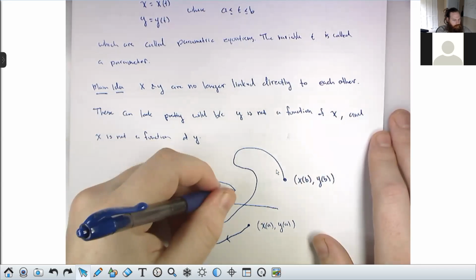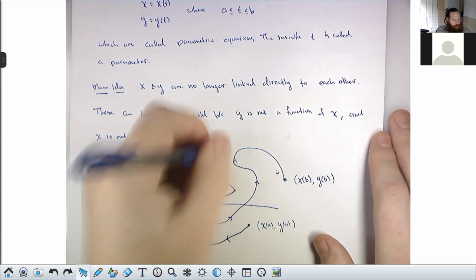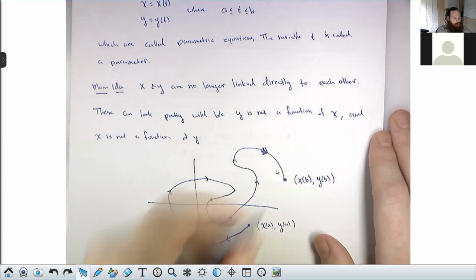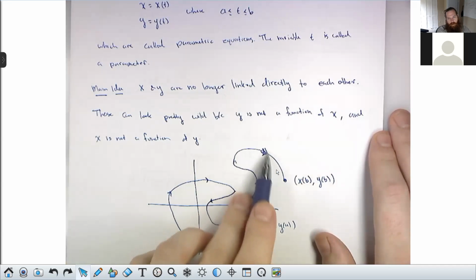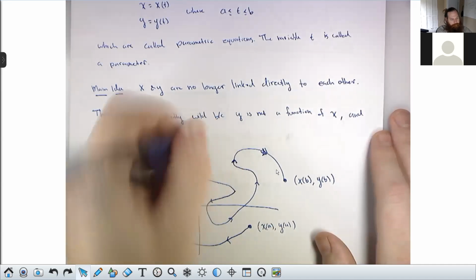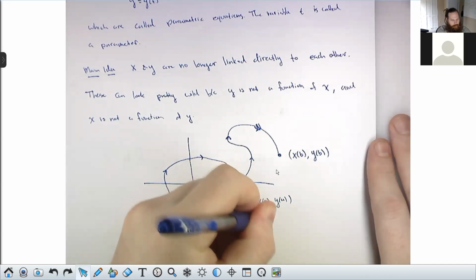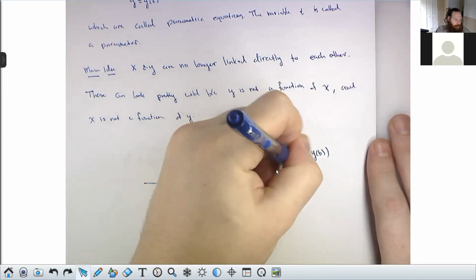So as t increases, you can think of this as a path. You can think of a little ant that starts at this point when t is equal to a and walks along this path in this direction as t runs from a to b. So that's why we think of t as time usually. This point over here is called the initial point. And this point over here is called the terminal point.